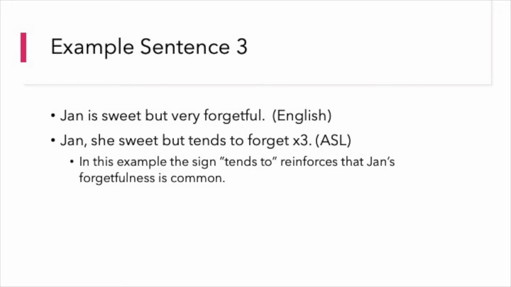In the next example, Jan is sweet but very forgetful. A contrast is being drawn between a positive feature, sweetness, and a negative feature, forgetfulness. And the modification is applied to the sign forget and is preceded by the tends to sign. This reinforces that Jan's forgetfulness is common. Notice that instead of a repeating pronoun at the end of the signed expression, an eye gaze shift and nod accomplishes the same thing. Jan is sweet, but very forgetful.